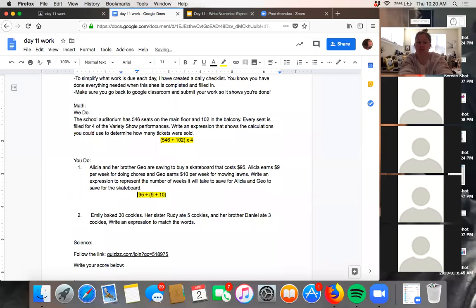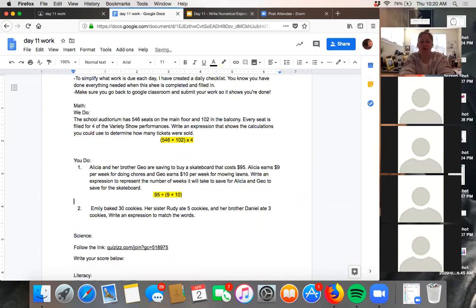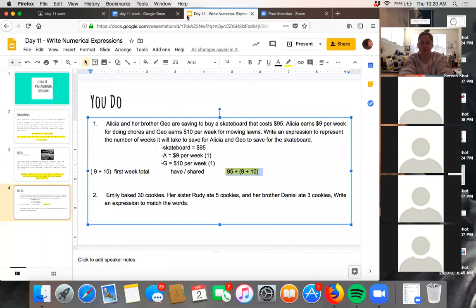And these are tougher because they're kind of abstract to think about. So now we're moving to the second one. Okay, take a minute, try to solve the second one, and then we'll come back together. Emily baked 30 cookies. Her sister Rudy ate 5 cookies, and her brother Daniel ate 3 cookies. Write an expression to match those words. So you're trying to write an expression that would match that word problem.